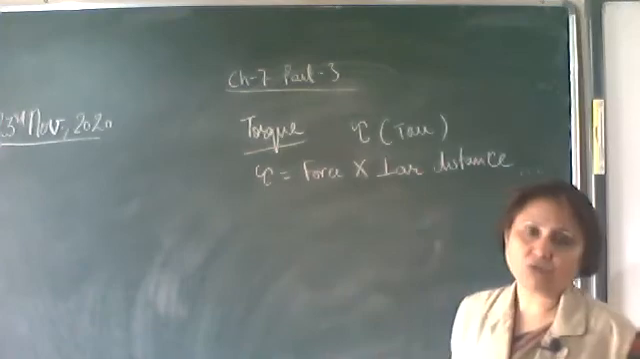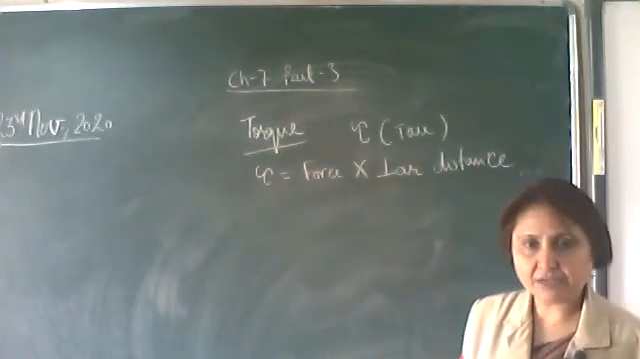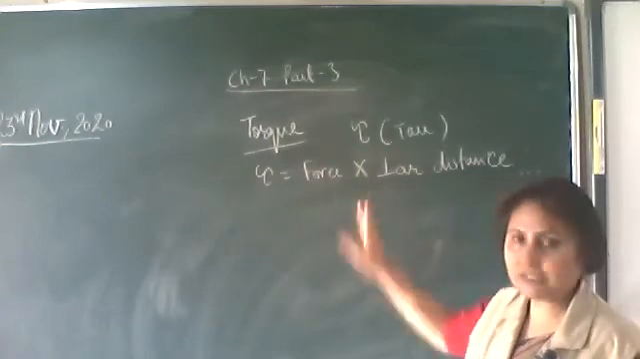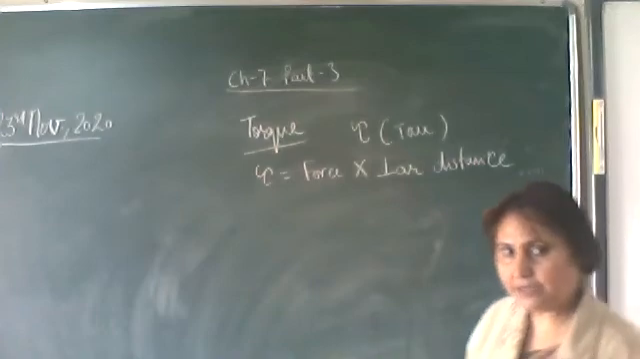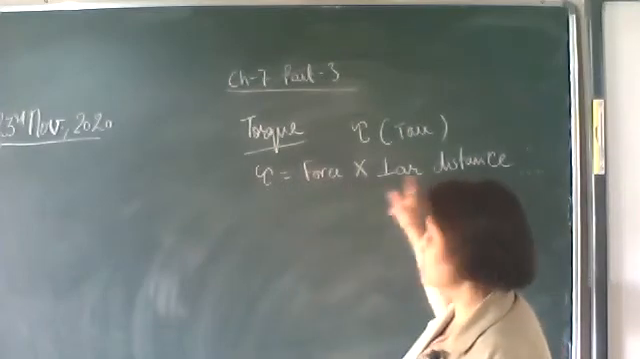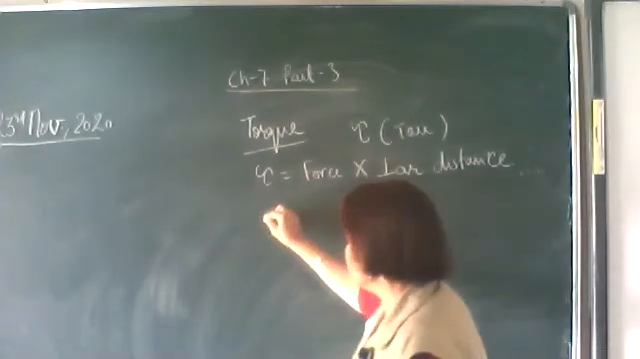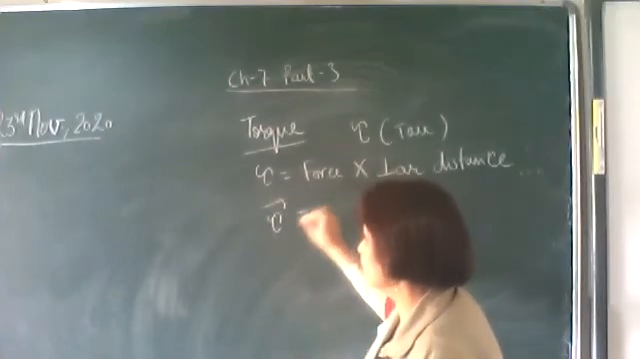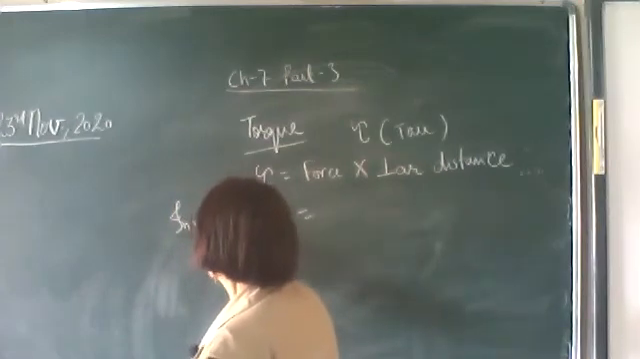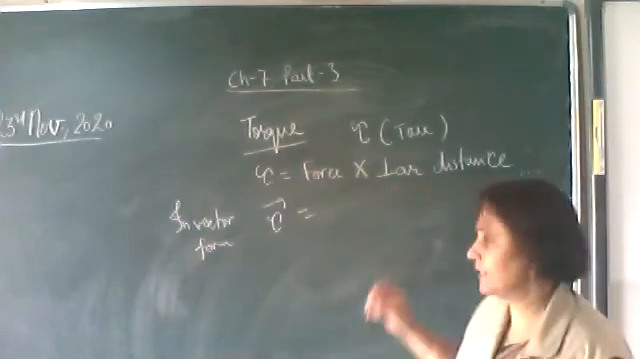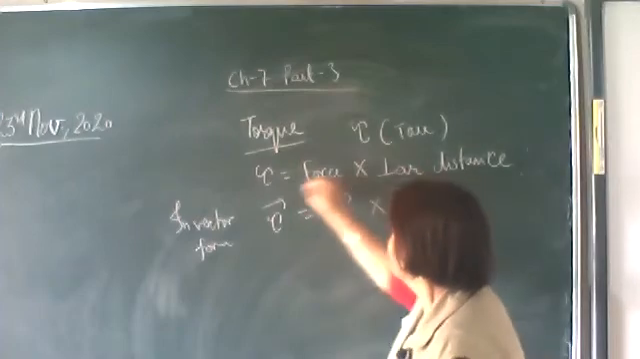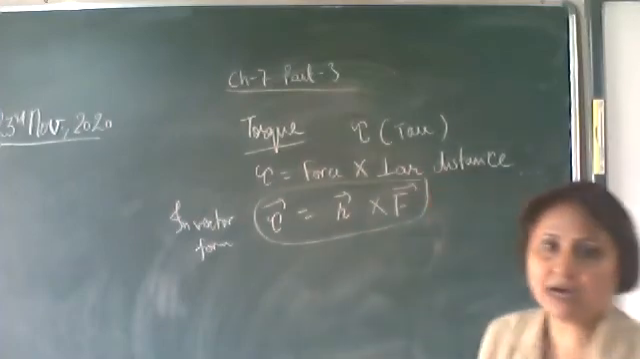It is a vector quantity. So it means two vectors: this is also some position vector, and force is a vector quantity. Two vectors are multiplied, and this product will be a vector quantity. So it will be the cross product of force and some distance. In vector form, tau vector can be written as r cross f vector.